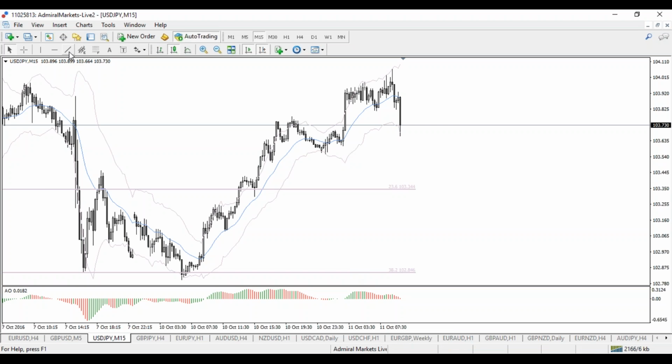But we know what the important thing is. We know what we're looking for. We know what the levels are and the key levels are. And let's keep an eye on how it reacts in here.